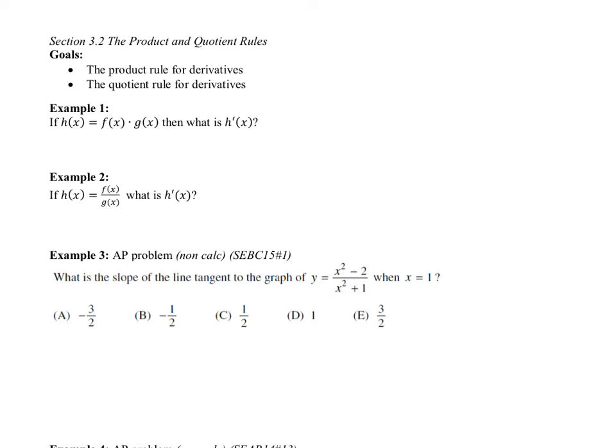Hello, BC Calculus students. This is Mr. Johnson, and this is section 3.2, which is on the product and quotient rules. Two rules that you know really well from last year, so this should be a real easy, pretty quick section.